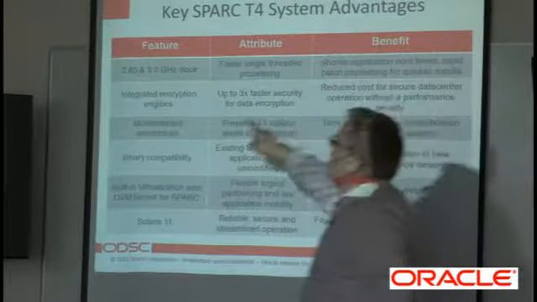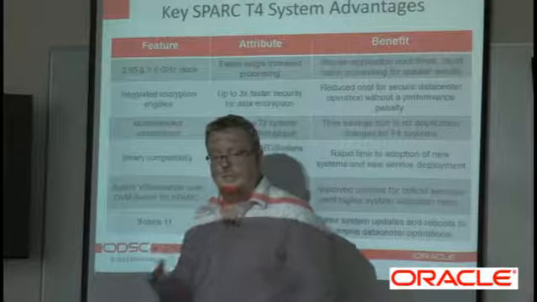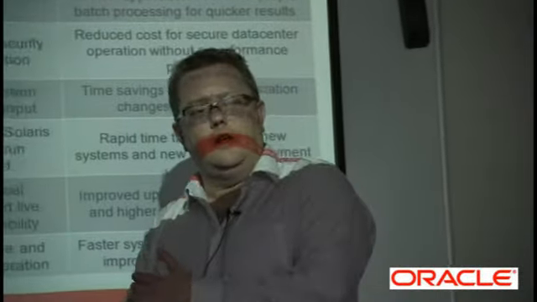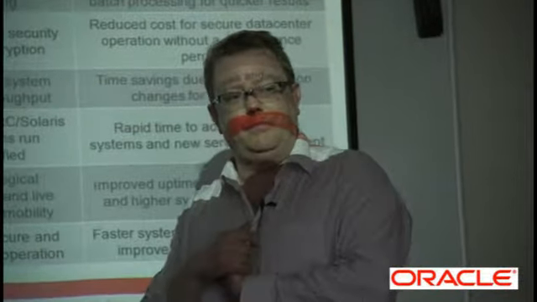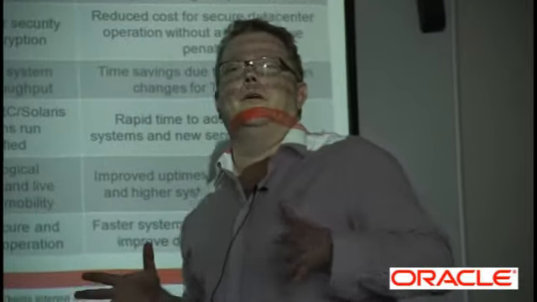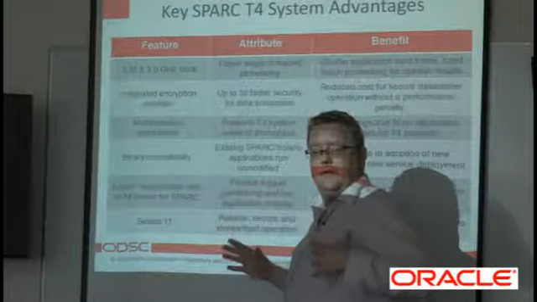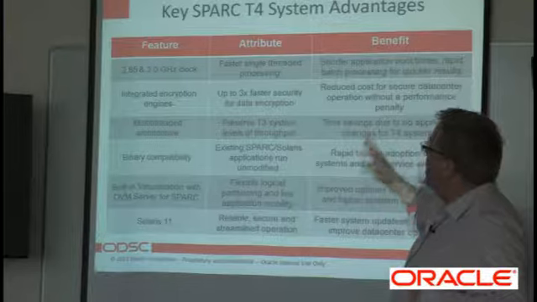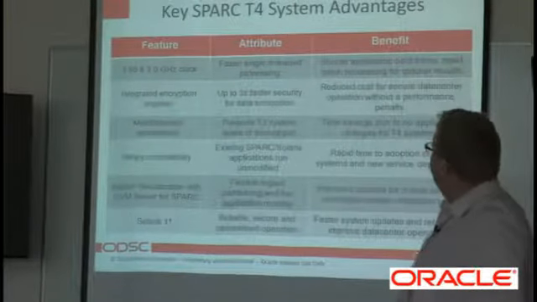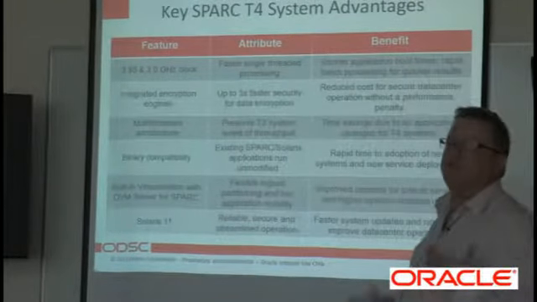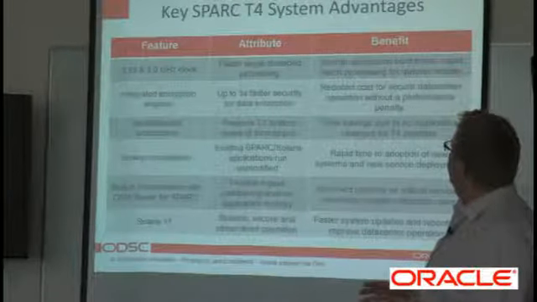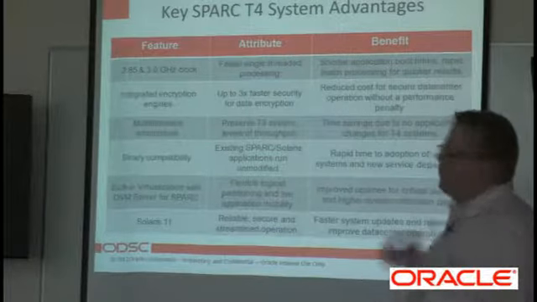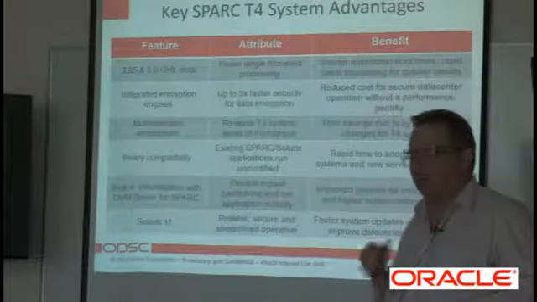It's got integrated encryption engines. This is the onboard encryption. Okay? IBM do not do this with their P7, which would be IBM's equivalent competitor product of this. They don't have it, neither does HP. Okay? Three times faster security for data encryption. So what's the benefit to the customer? Reduces costs, okay? For secure data center operation without a performance hit.